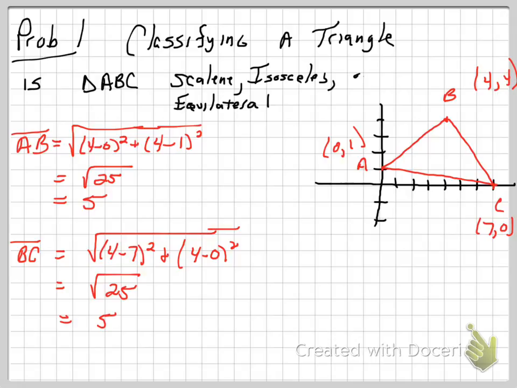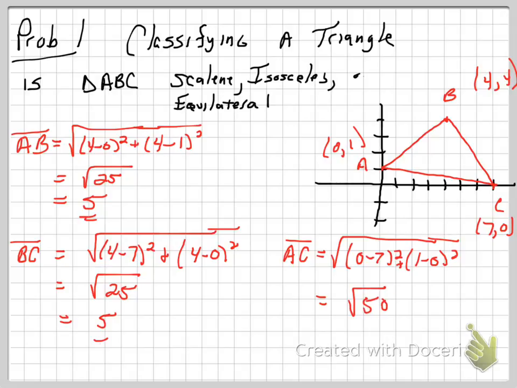So it's at least a scalene. I'm sorry, it's at least an isosceles because 2 sides are the same. Let's find out if that third side is the same. Let's find AC. Square root of 0 minus 7 squared plus 1 minus 0 squared. And that's going to give me the square root of 50. Square root of 50 is not 5, so we can go ahead and say that this is an isosceles triangle.